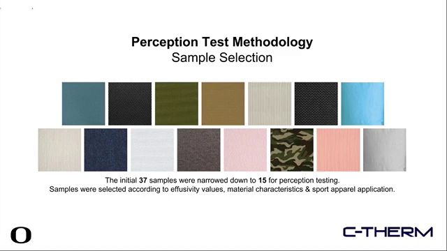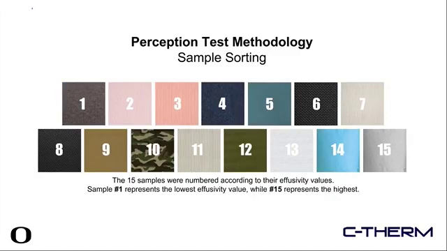So we have the 37 samples that are narrowed down to 15, and then we numbered the 15 samples. They're numbered according to their effusivity values. So sample 1 in this slide represents the lowest effusivity value, where 15 represents the highest.